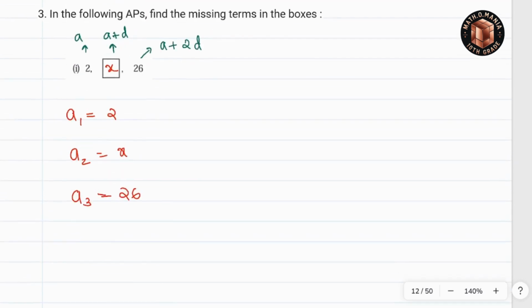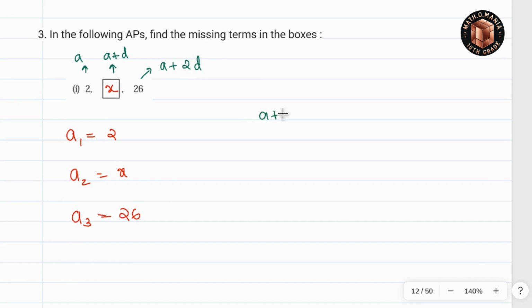Now I need to find the value for D. A plus D is equal to how much? It is equal to X. Therefore, D equals X minus A. What's the value of A here? X minus 2. So I got my D as X minus 2.